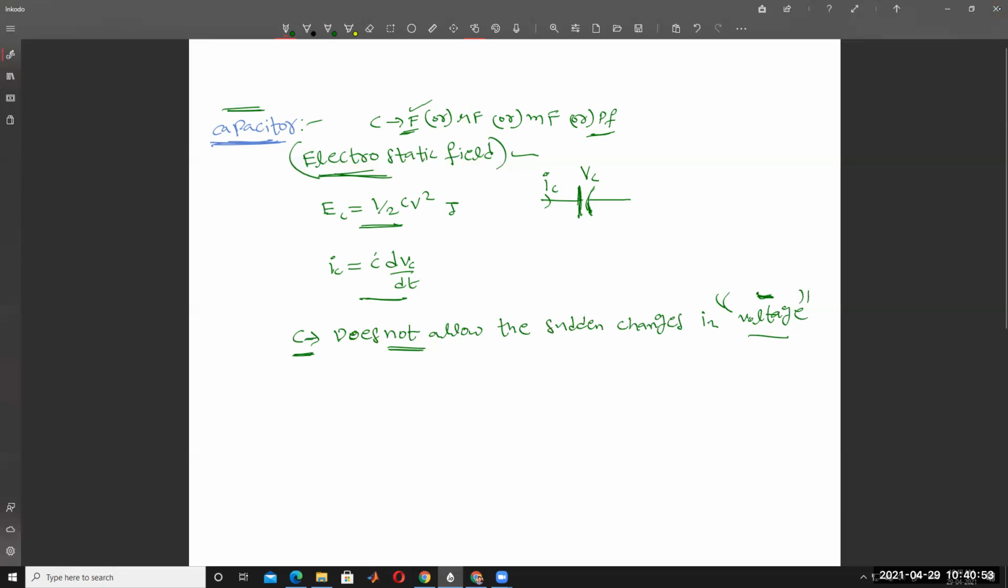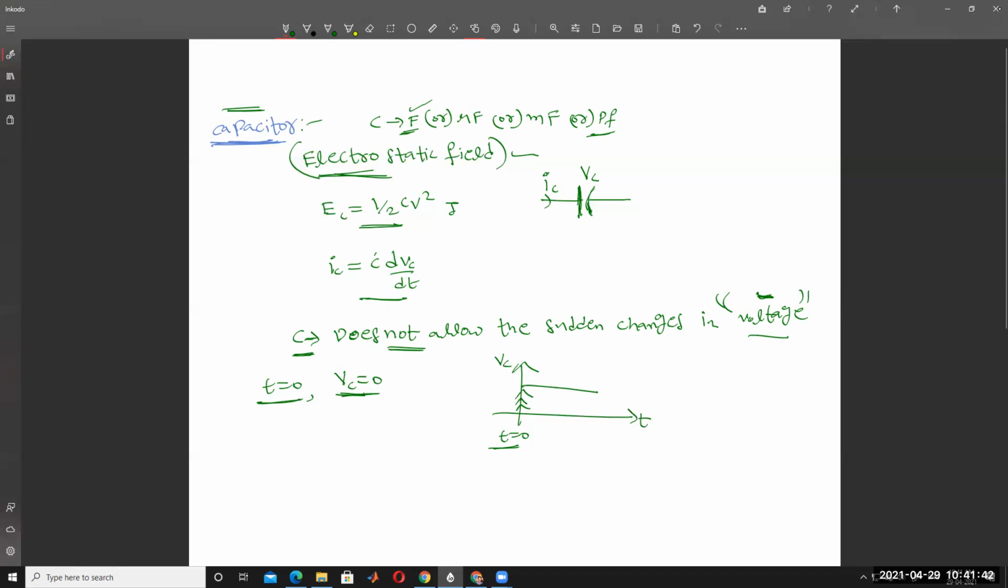Not allowing sudden changes in voltage means the voltage across the capacitor is equal to 0 at the time of transient response, at t is equal to 0, during the initial conditions. For example, this is the DC voltage, this is the voltage across the capacitor, and this is time. At t is equal to 0, capacitor does not allow the sudden changes in voltage.